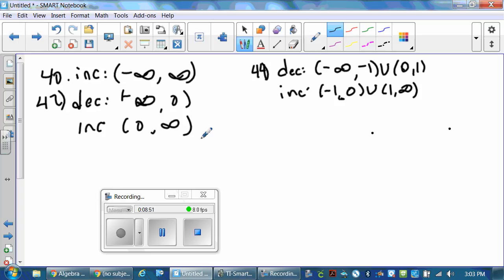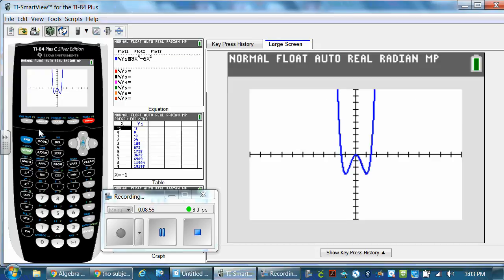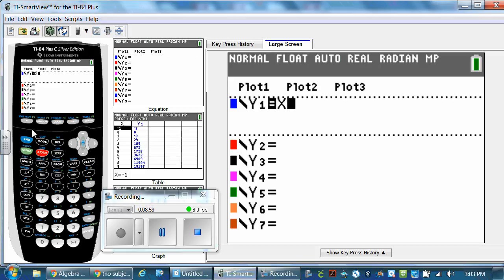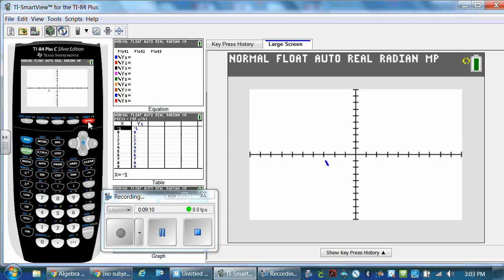I'm going to keep going. 46 is x times the square root of x plus 3. x times the square root of x plus 3. Graph it. And all of this that I'm doing, we haven't been looking at the table, but the table should verify it. Okay, so this is going down from here to here.